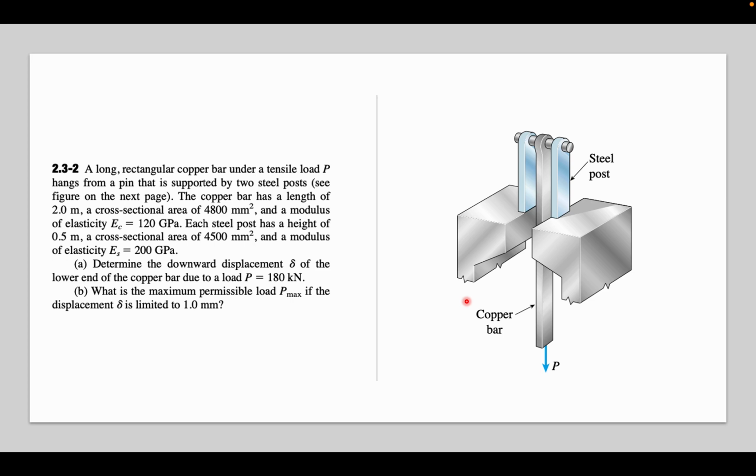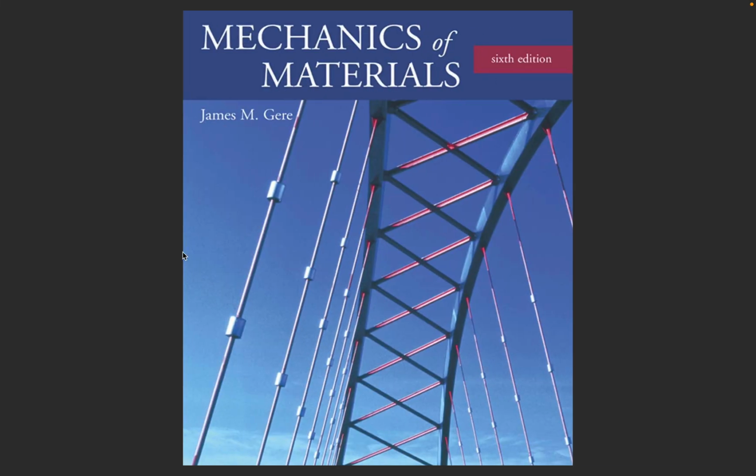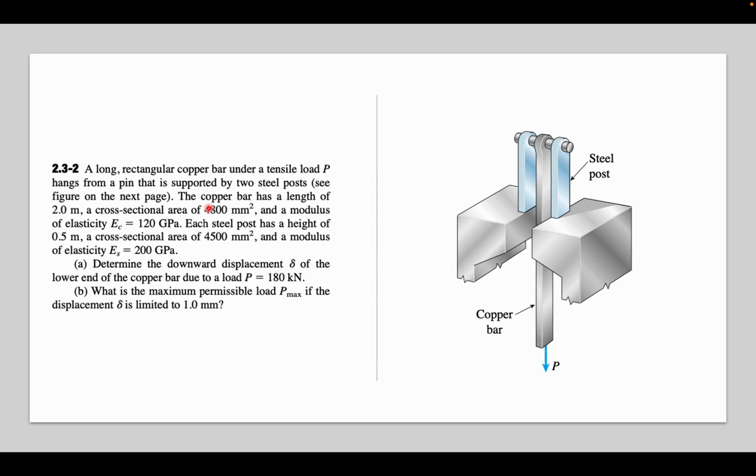Hey guys, today we'll be looking at the second part of problem 2.3 from the book Mechanics of Materials, 6th edition by James M. Gere. Here the question states that a long rectangular copper bar under a tensile load P hangs from a pin that is supported by two steel posts, as you can see in the figure given here.